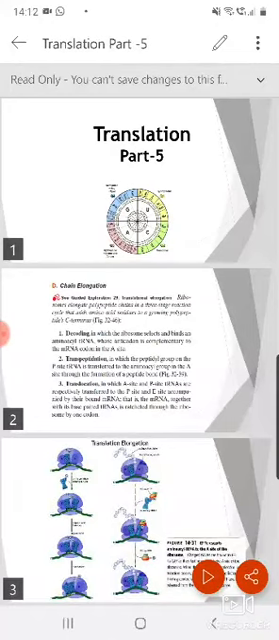Good morning, student. Today our topic is translation and this is part 5. In my last lecture I discussed translation initiation both in eukaryotic as well as prokaryotic system. Now we will start the translation elongation process.